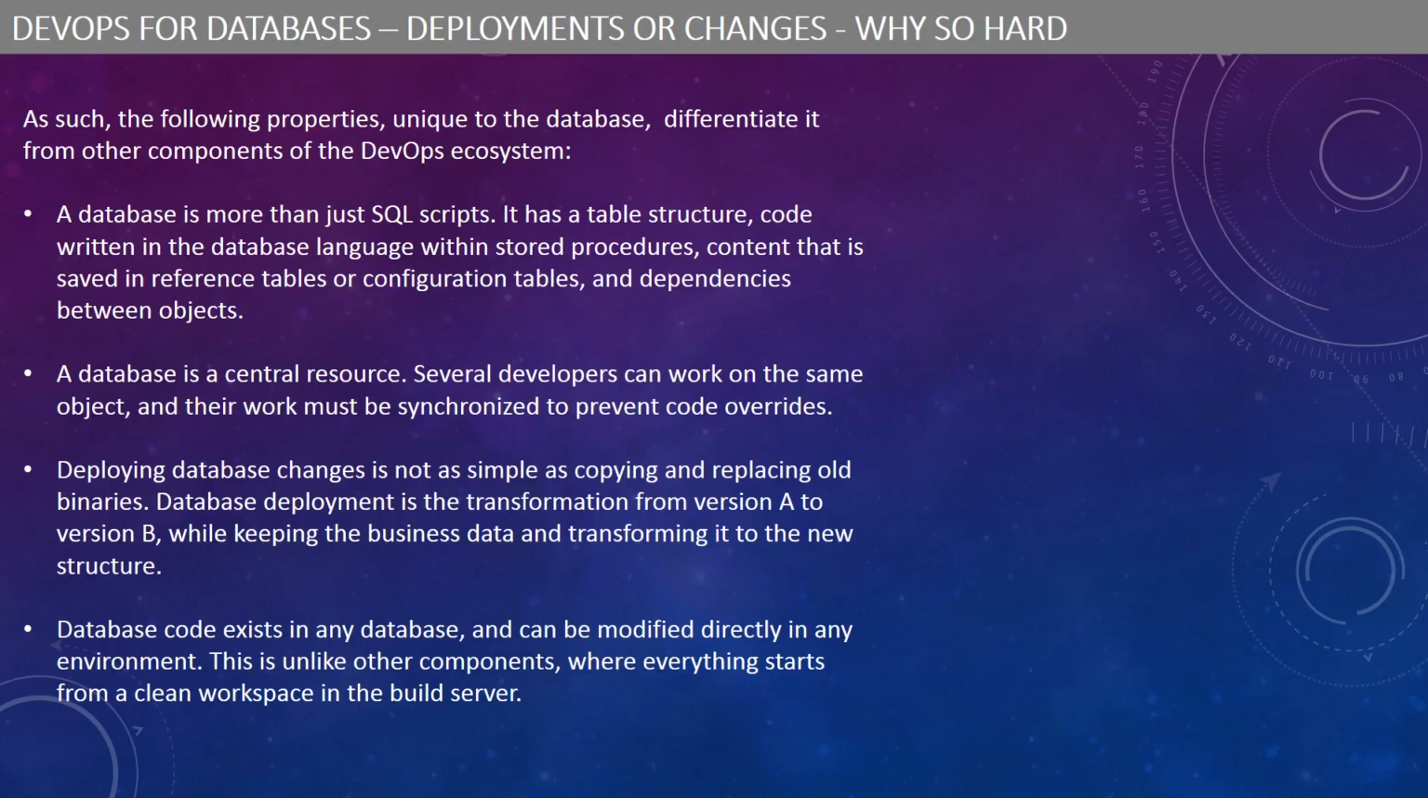Database is a central resource. It is accessed by multiple resources like app servers, web servers, and everything. Deploying database changes is not as simple as copying your config.xml and then changing it. Database deployment is a transformation from version A to version B, and keeping the business data transforming into a new structure. Database code exists in the database and can be modified directly in the environment. This is unlike other components where everything starts from a clean workspace in the build server. We'll see that point later.